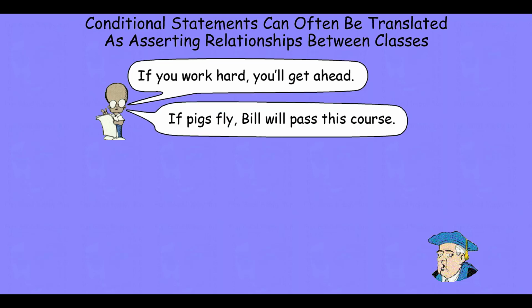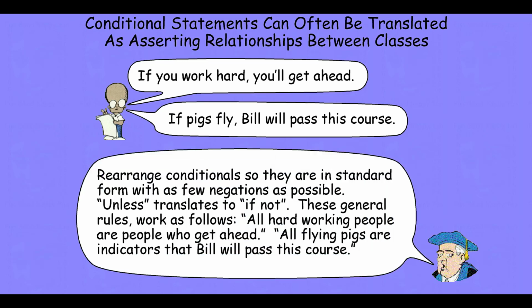A more strained example would be, "If pigs fly, Bill will pass this course." So what do we do? Well, we identify our antecedent clause, usually by putting our condition into standard form: antecedent first, consequent second. We get rid of as many negations and other difficulties as we possibly can. And then our general rule is we use an affirmative universal quantifier, "all," and then we use a description of the antecedent in terms of a class of things, "hardworking people," our copula, and then a description of the consequent in terms of a class of things, "people who will get ahead." We can do the same thing with our pigs fly statement. It just is a little more strained. "All flying pigs are indicators that Bill will pass this course." This captures in our categorical logic the basic idea behind this statement.